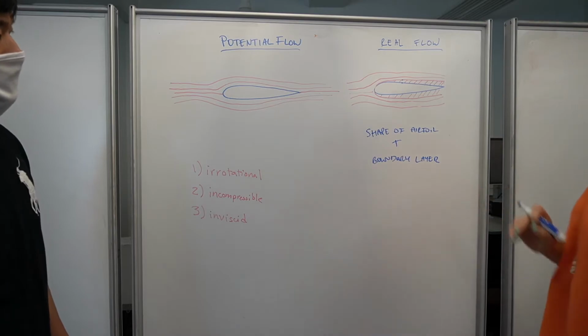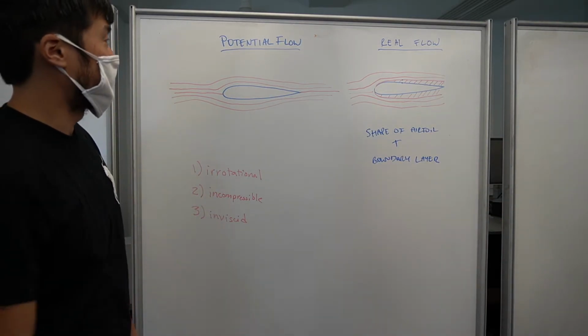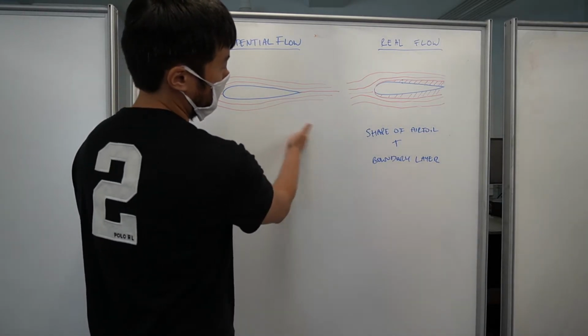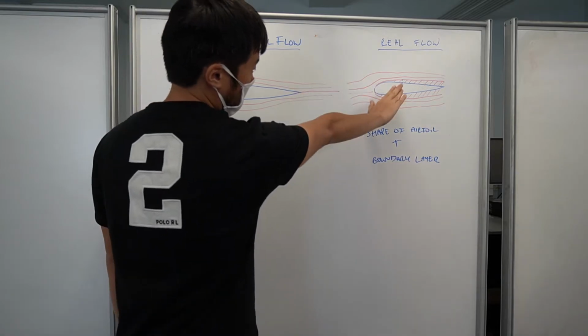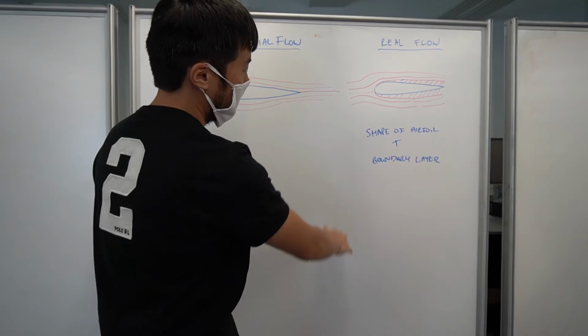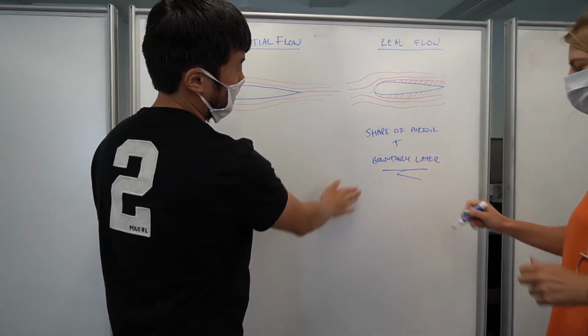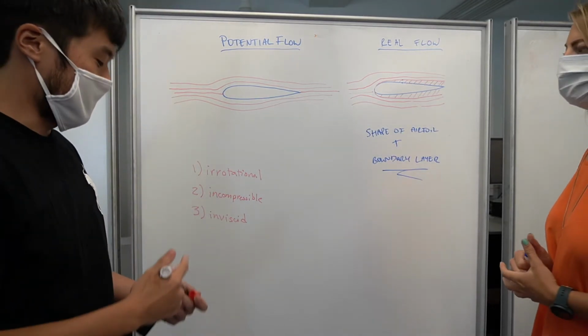Do you want to add any more to that? That explains why the values we measured for pressure are very close to what we saw with the potential flow, because for the most part it is very close to the shape of the airfoil. But as we get closer and closer to the trailing edge, it diverges a little bit due to this boundary layer getting thicker as we travel downstream from the leading edge.